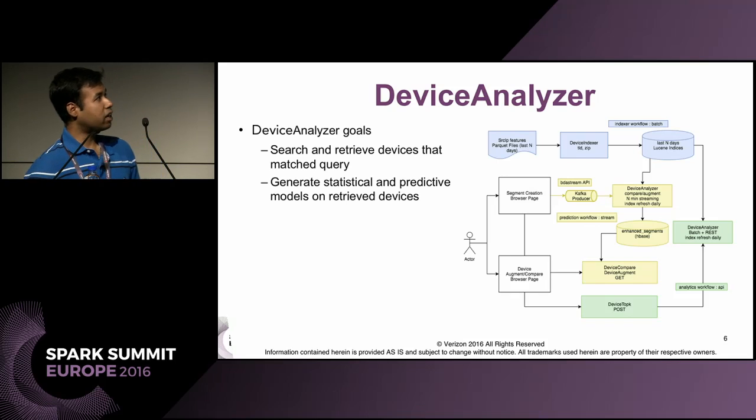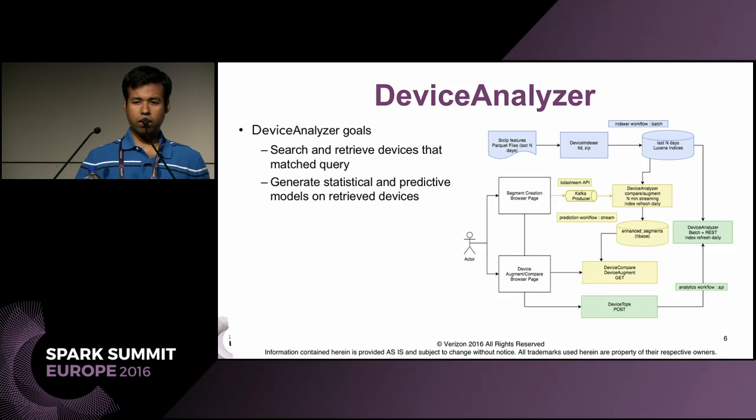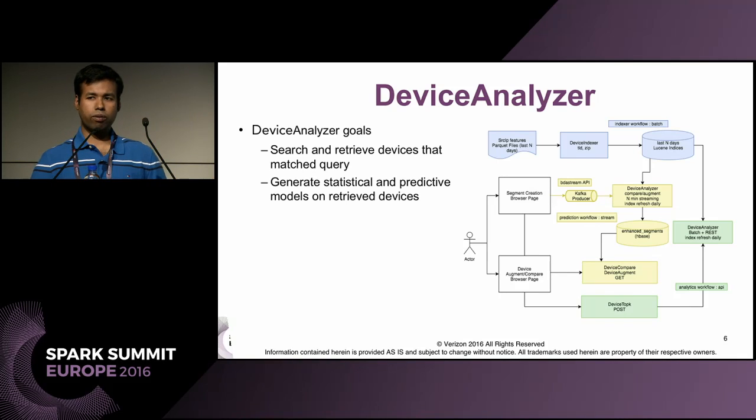Now, based on that, this slide shows what we are trying to do. We came up with something called a device analyzer, and the high-level goals are that it does search and retrieve of devices that match a certain query that comes through the front end to us. Once you retrieve the devices that match the query, we provide the capability to generate statistical and predictive models on these retrieved devices.